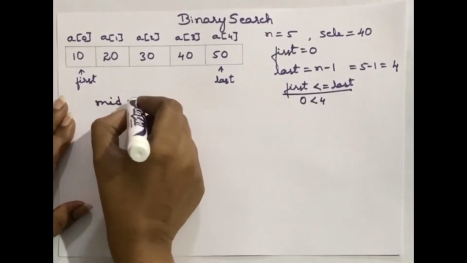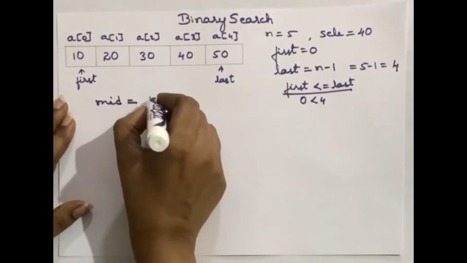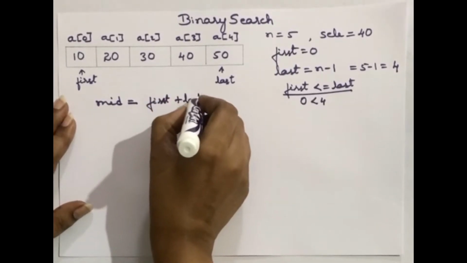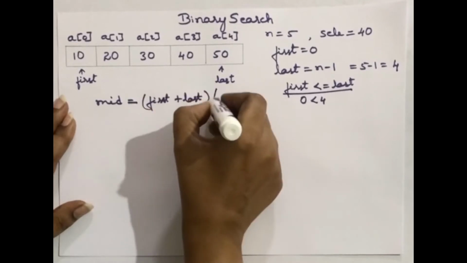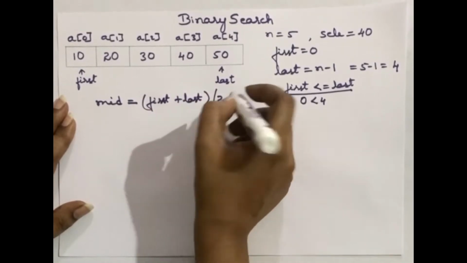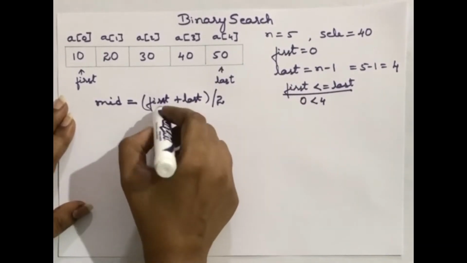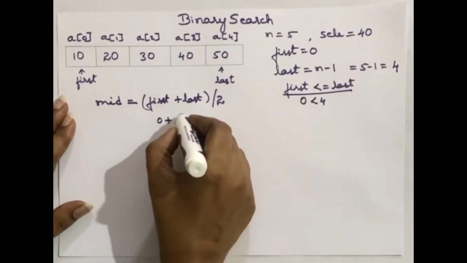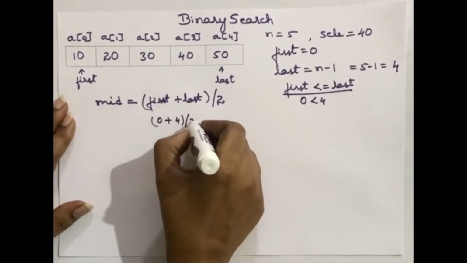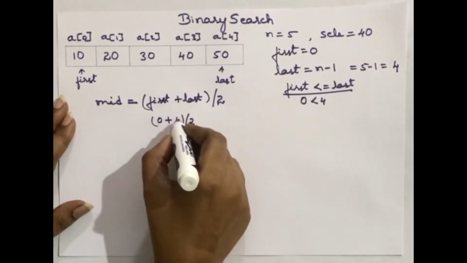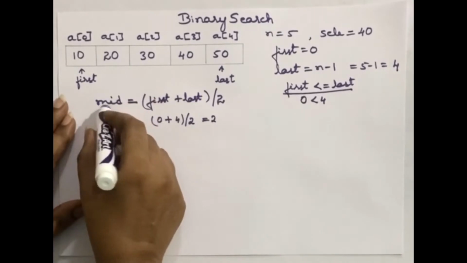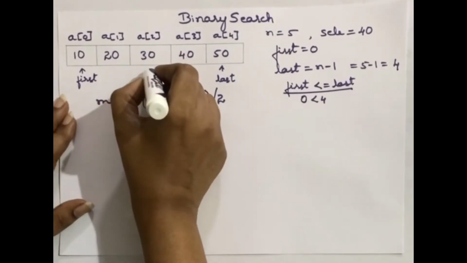Mid will be equal to first plus last divided by 2. First value is 0 and last value is 4. 0 plus 4 is 4, divided by 2 is 2. Mid is 2. So, this becomes mid.